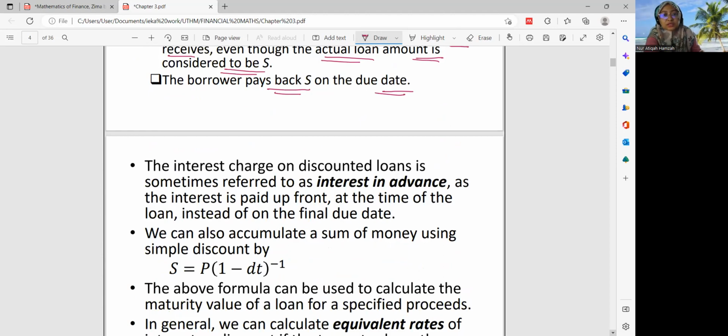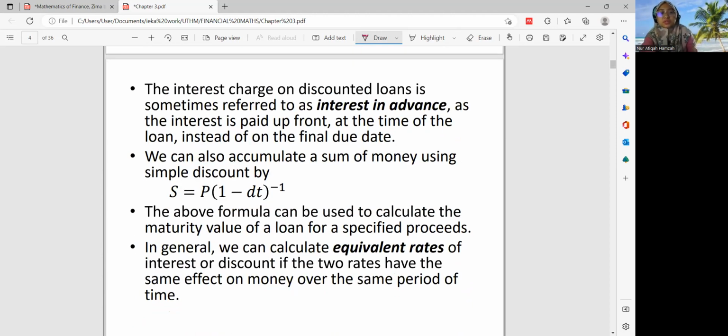The interest charge on a discounted loan is sometimes referred to as interest in advance, as the interest is paid upfront at the time of the loan instead of on the final due date. So we can say that discounted loans can also be referred to as interest in advance because we need to pay the interest upfront.